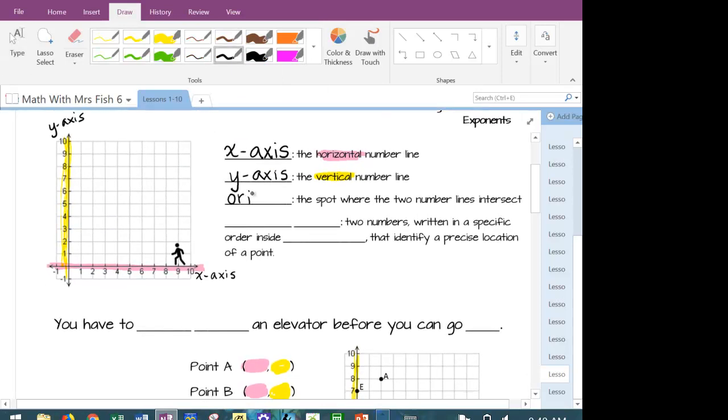A little more vocabulary, and then we're going to get to the good stuff. Origin. Origin is the spot where the two number lines intersect. That's the origin right there. And finally, ordered pair: two numbers written in a specific order inside parentheses, that identify a precise location of a point.